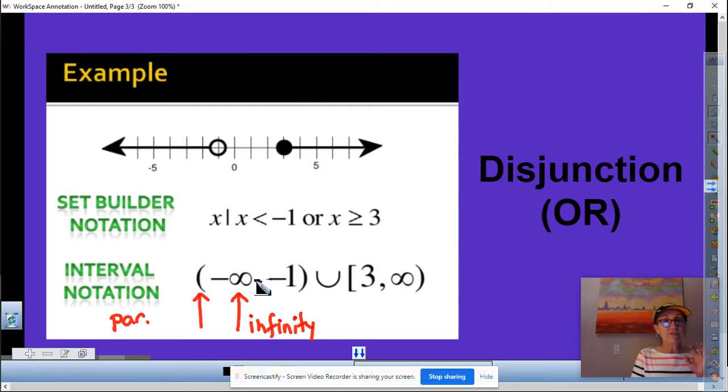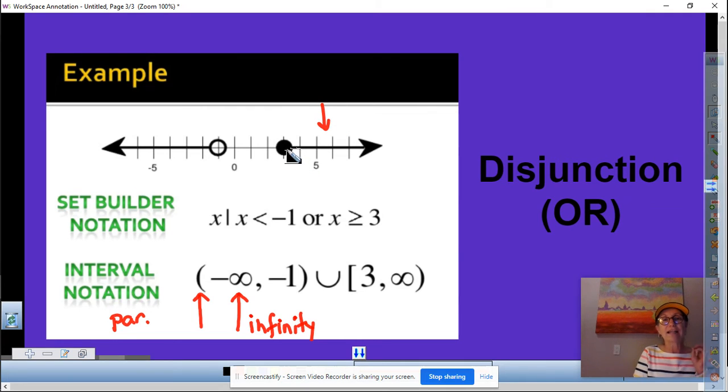Okay? If infinity is involved, it's always going to be a parenthesis. So I've gone all the way down to infinity, up to, but not including -1. So I've got this. Now let's look at this one.